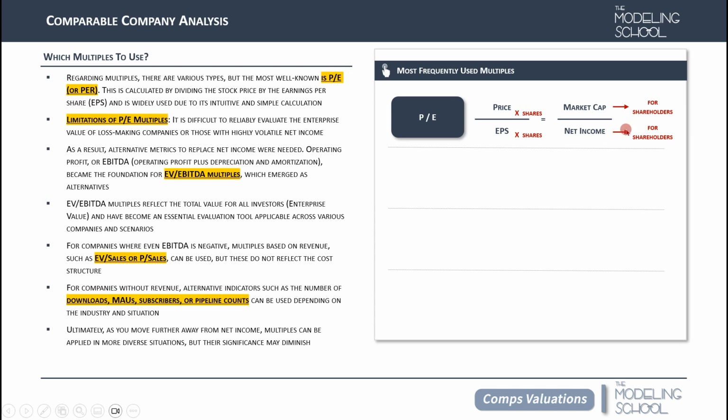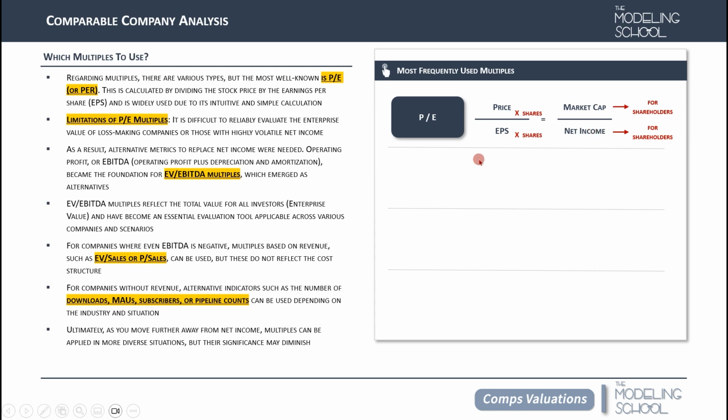But anyways, what's important is that this multiple is so widely used because it aligns the numerator and the denominator. What we're doing is we're trying to value a stock. We are interested in the value of a single stock, and here the numerator and the denominator both represent the shareholders' perspective. So the viewpoint is pretty much aligned, and this is what makes the PE multiple very intuitive, very straightforward, and probably that's why it naturally became the most famous multiple.